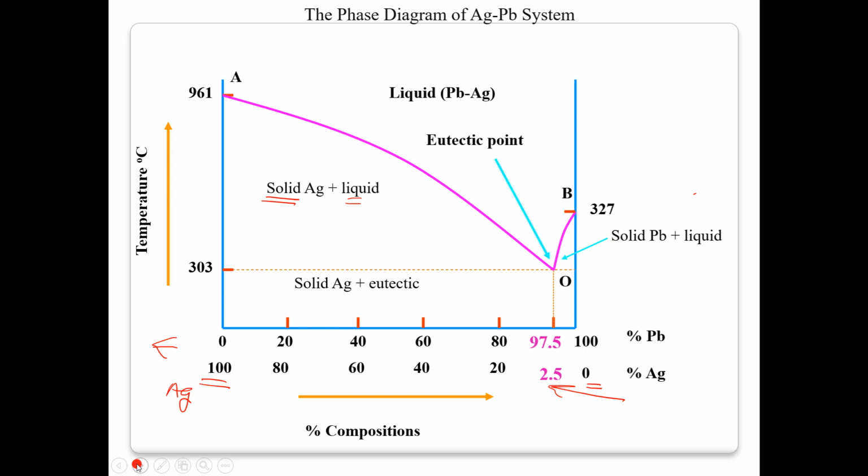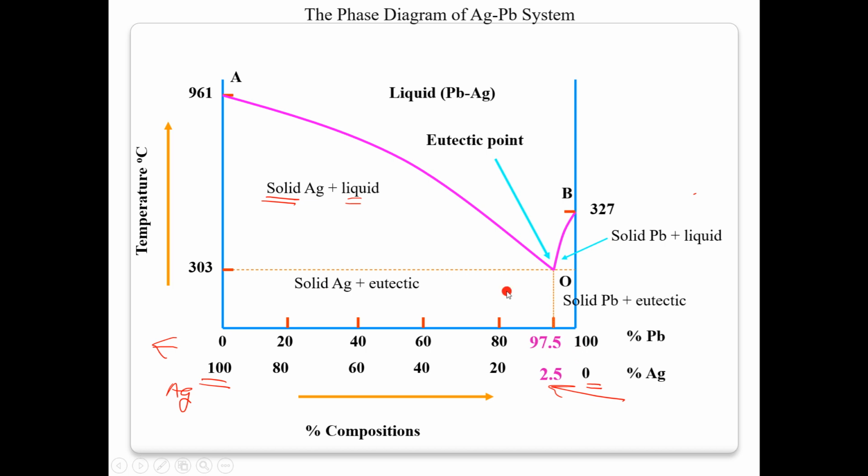Just like the water system has a triple point, which is an equilibrium, in this system the equilibrium state is called the eutectic point. So this O over here is called the eutectic point. And what are the parameters of the eutectic point? The composition is 97.5% lead and 2.5% silver, and the temperature at which it exists is 303 degrees Celsius. So we are considering temperature and composition, no? The temperature is 303 and the composition is 97.5% lead and 2.5% silver.